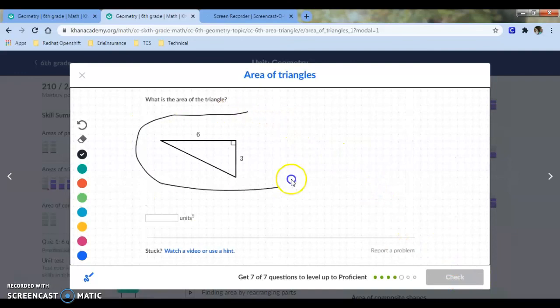So it's simple. Just follow the directions and you'll get it. This is a question for you to solve.